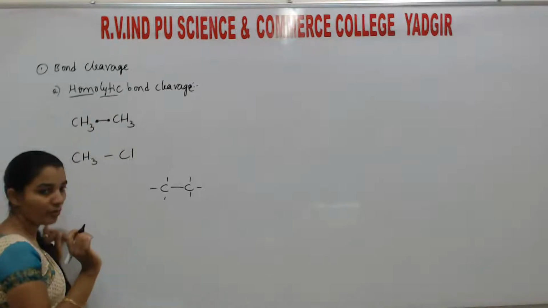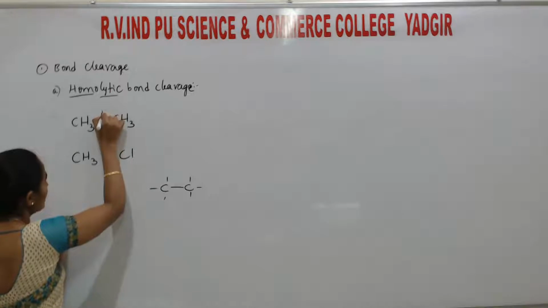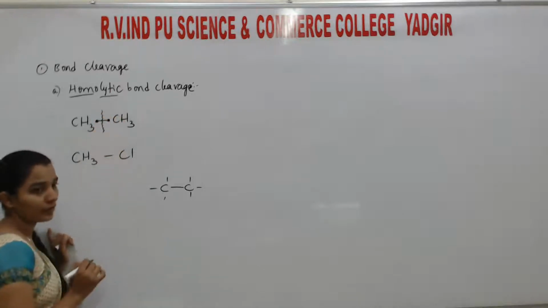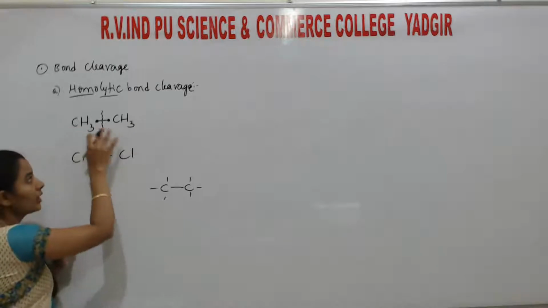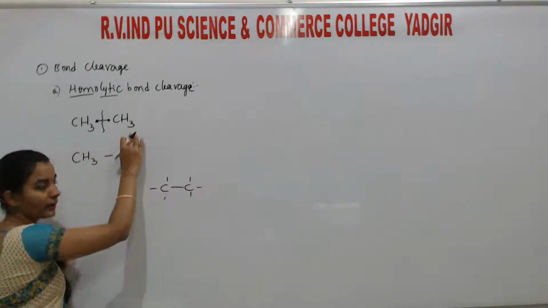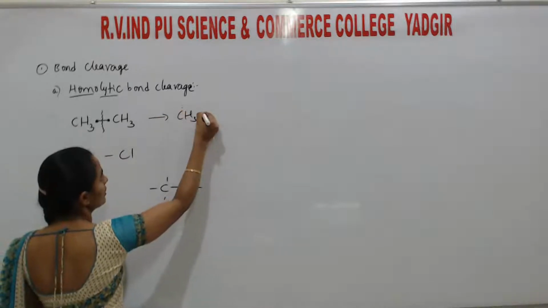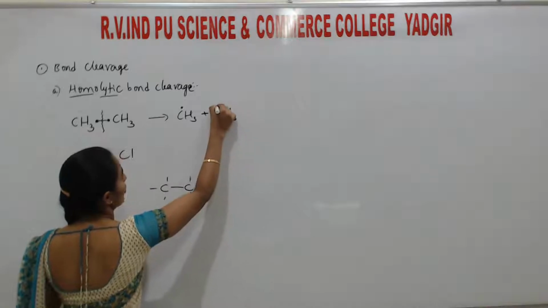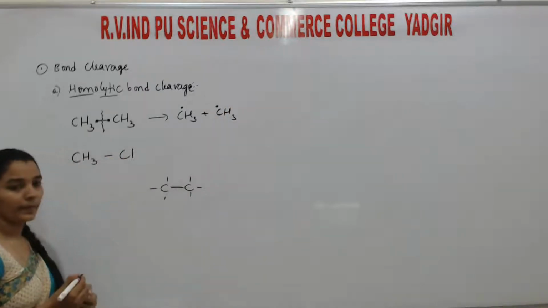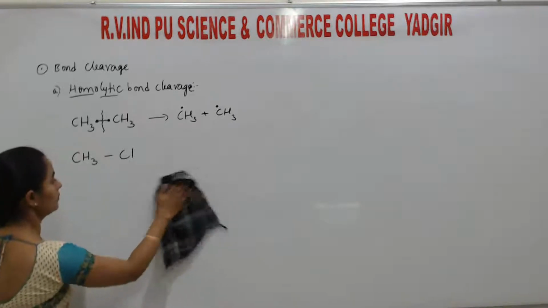So students, what happens when the bond cleavage takes place? Remember, the bond breakage always takes place at the center of the bond. So this is the bond cleavage, the breaking of the bond. Then what happens? This electron stays with this atom, and this electron stays with this atom. Then they form CH3 dot plus CH3 dot.